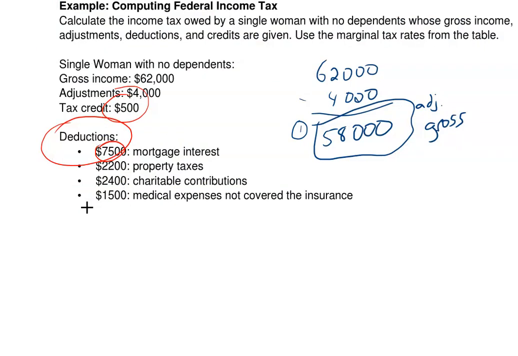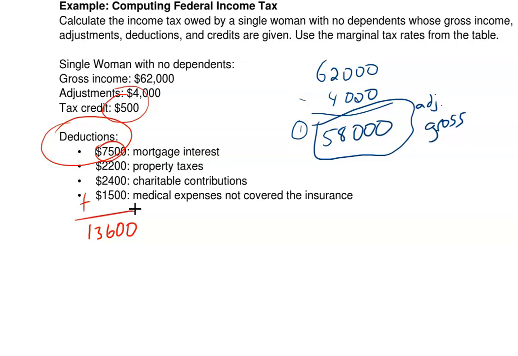So let's add up these deductions here. Let me grab my calculator again. We have $7,500 plus $2,200 plus $2,400 plus $1,500. Now, I don't know if we need to adjust if that's 7.5% more. I don't know. Let me see. So this is $13,600.